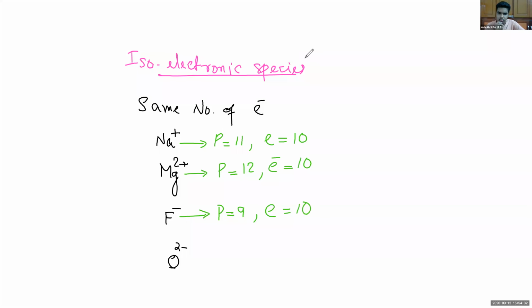Protons, 9. Electrons, 10. That is why the species, the ion, has a minus 1 charge. Now you come to the O minus 2 ion, the oxide ion.